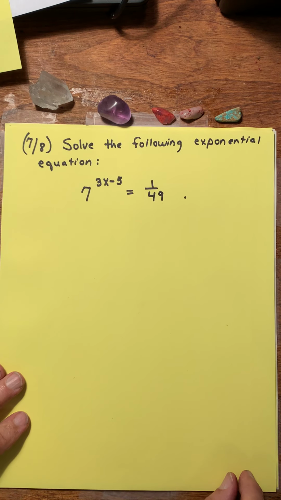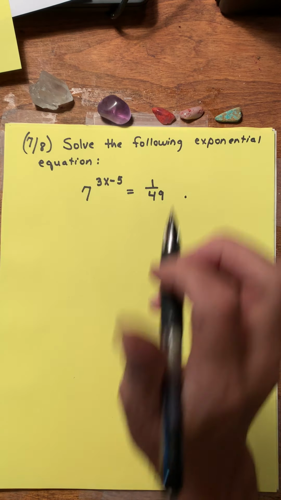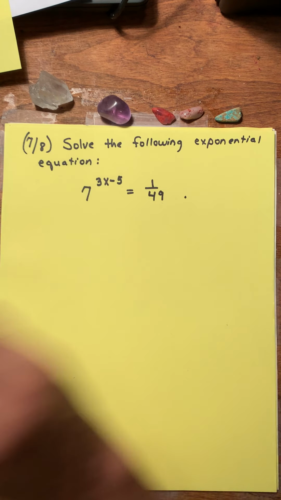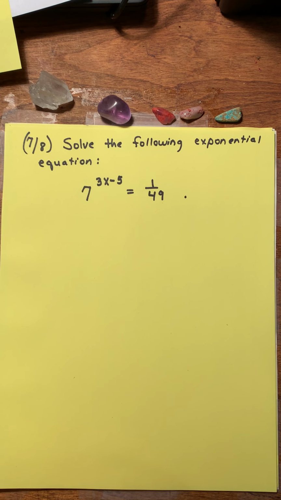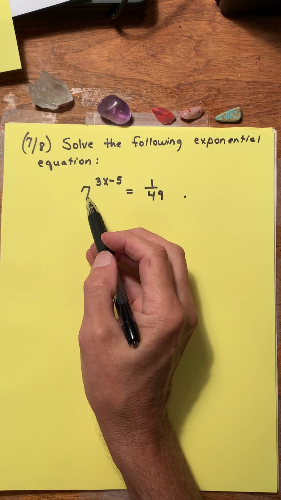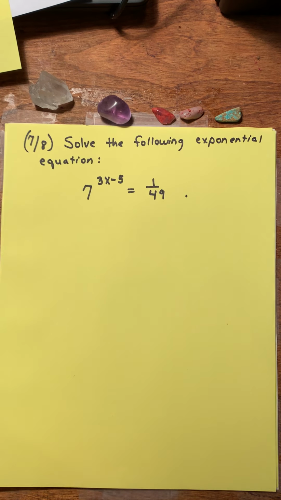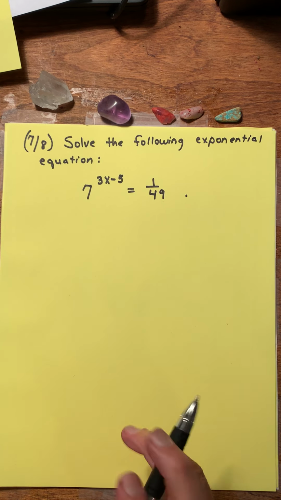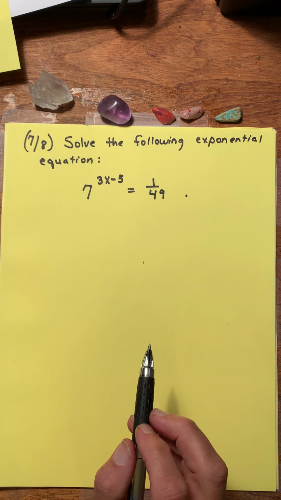This one's got a little bit more challenge to it, mainly because I got a fraction here. But it's still basically the same concept. Isolate your exponential term, done. Now I need to express both sides as the same base to a power. Can you guess what that base is going to be?